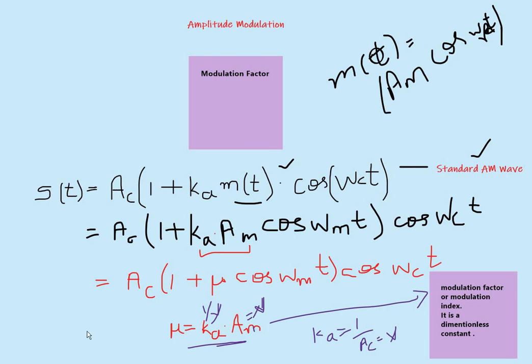Now another important question in numericals that you will get from here is percentage of modulation. Whenever you hear the term percentage of mu, modulation index or percentage of modulation factor, just multiply the given mu with 100. That is your percentage of modulation factor.